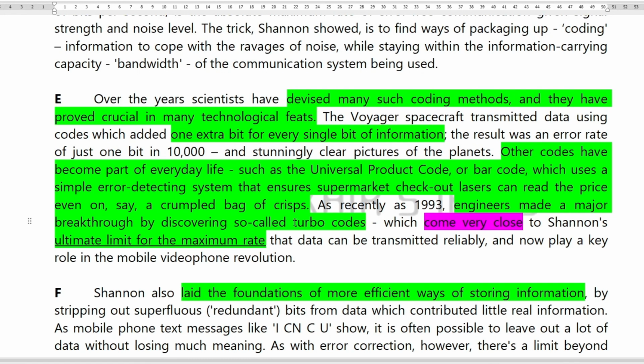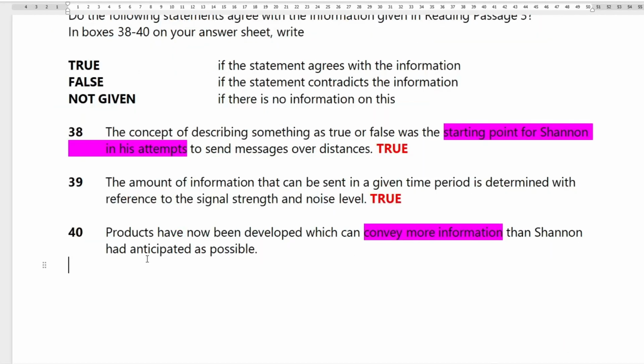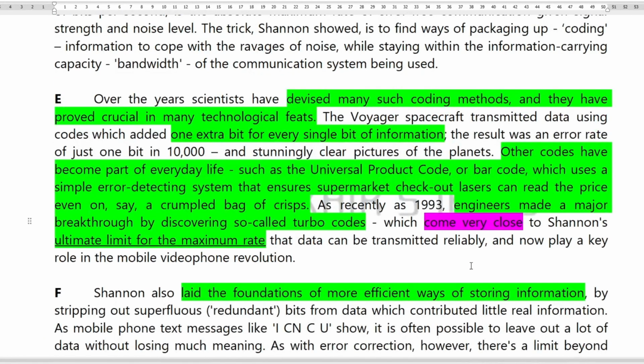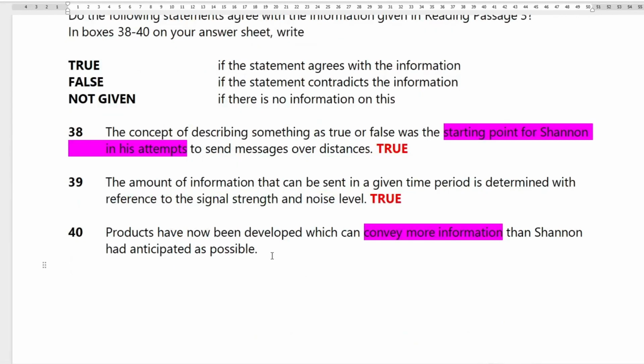So they invented a product called turbo code, which comes very close to Shannon's ultimate rate for the maximum rate that data can be transmitted reliably, and now plays a key role in the mobile video phone revolution. The rate of reliable information data, they almost reach this limit. They come very close to the ultimate limit for the maximum rate. So the answer is false.